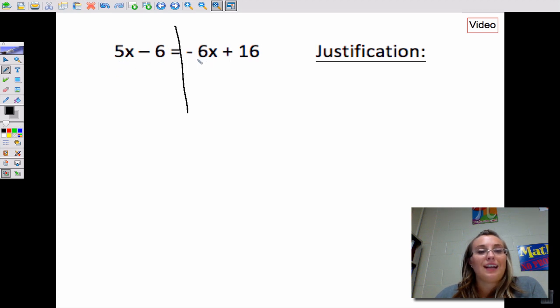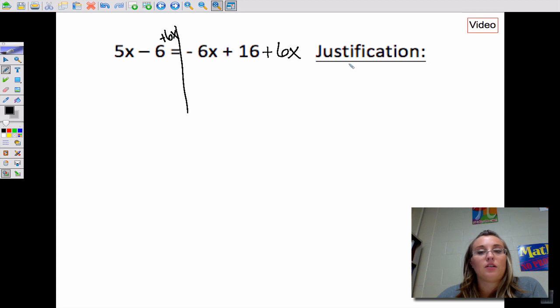Between a 5x and a negative 6x, the negative 6x is the smaller one. So I'm going to get rid of a negative 6x. And I know that to get rid of a negative 6x, I can add a positive 6x. So I'm going to do that to both sides here. I'm going to just go all in one step.